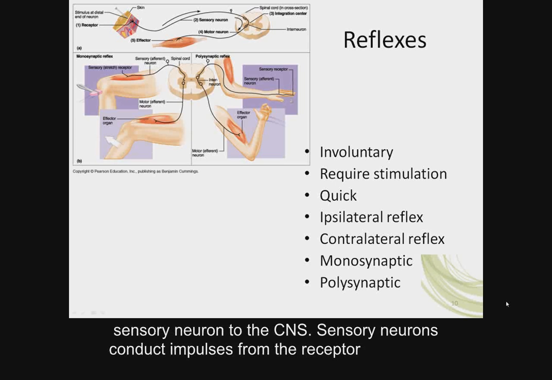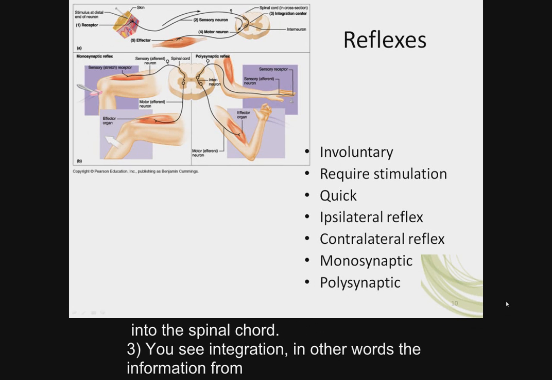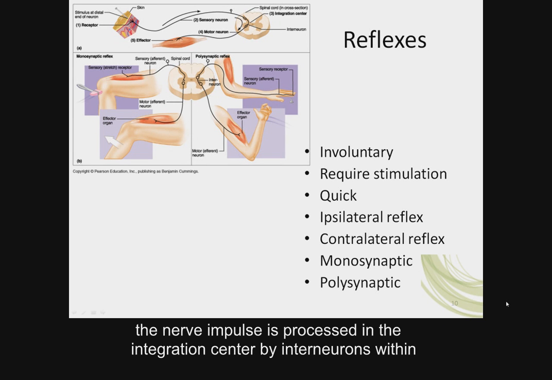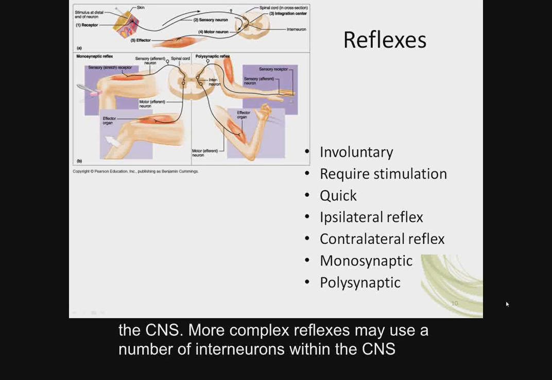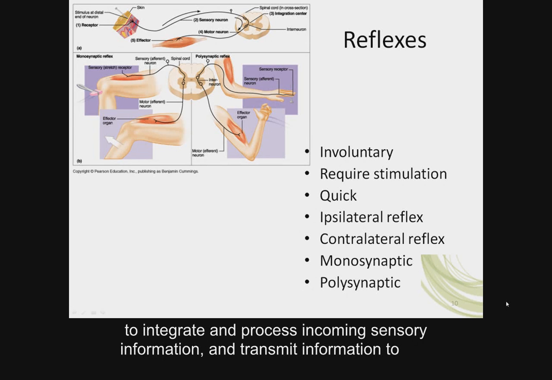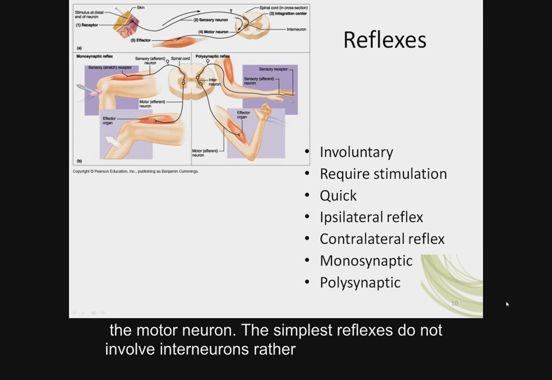2 shows you a nerve impulse travels through sensory neurons to the central nervous system. Sensory neurons conduct impulses from the receptor into the spinal cord. And 3, you see integration. In other words, the information from the nerve impulse is processed in the integration center by interneurons within the central nervous system. More complex reflexes may use a number of interneurons within the central nervous system to integrate and process incoming sensory information and transmit information to the motor neuron.